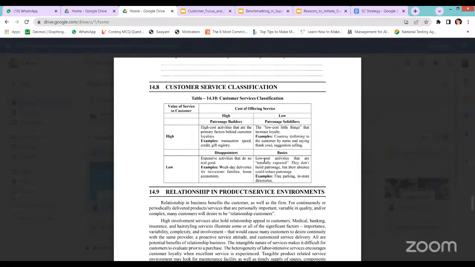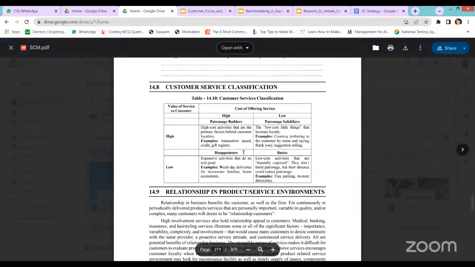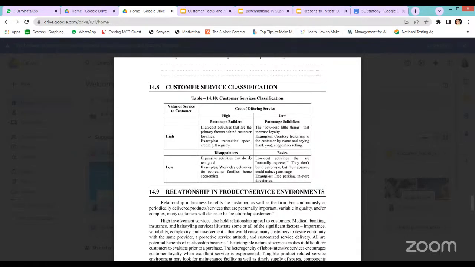The next is basics: low cost activities that are naturally expected, but they don't build patronage, though their absence could reduce patronage. Free parking, in-store directories, as I mentioned. You are actually providing parking or directions within the store. If you fail to provide these, it won't cost you much, but your customer value will be low. So for this quadrant, you can remember and write or present it as it is.